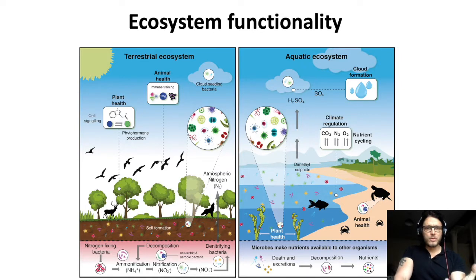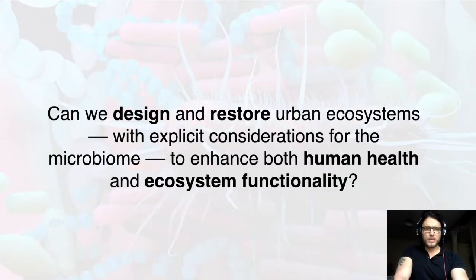From the ecosystem functionality side of things, you can see from this illustration that microbes have these core functional roles in many different processes across our ecosystem, from plant and animal health, nutrient cycling, climate regulation, and lots of other things. So the main question is, can we design and restore urban and ecosystems with explicit considerations for the microbiome to enhance both human health and ecosystem functionality?